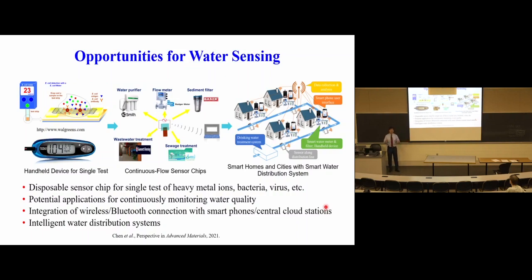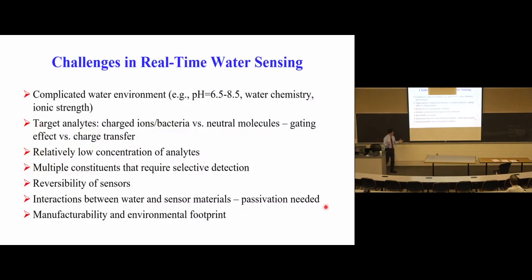Or even better, if you could integrate these sensors into our water systems to continuously monitor the water quality and then provide early warning capabilities, then we would be able to avoid some of the catastrophes potentially. So what we're talking about is that the future of water systems could be really intelligent, and that could offer the early warning capabilities to avoid this type of thing. Why don't we do this? There must be some challenges.